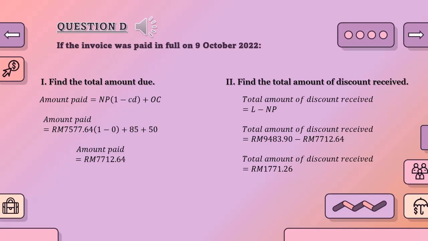Number 2. Find the total amount of discount received. Total amount of discount received equals list price minus net price. Total amount of discount received equals 9,483 and 90 cents minus 7,712.64. And the total amount of discount received is 1,771.26.